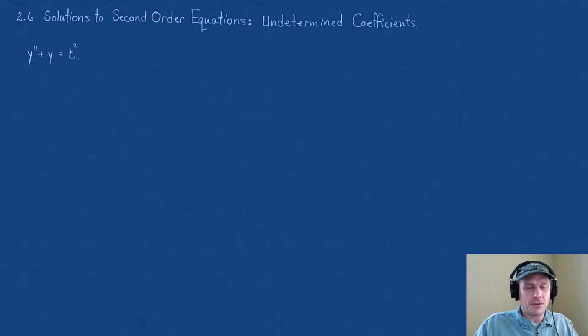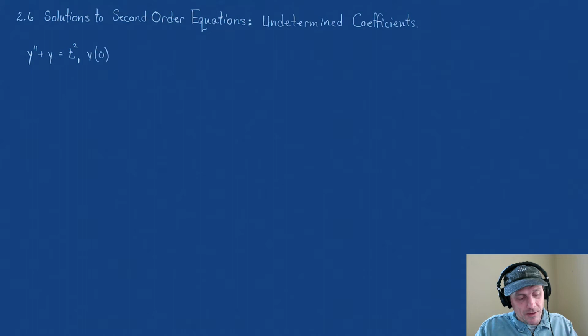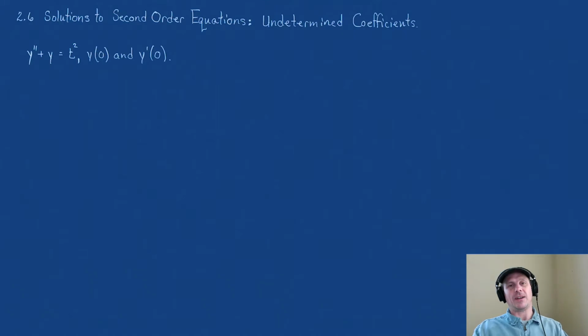This is titled Solutions to Second Order Equations, and we're going to begin with undetermined coefficients. And I have this example here for you. The problem is we're going to solve y double prime plus y equals t squared, and let's give it some initial conditions, maybe y of 0 and some initial velocity y prime of 0. To find any, we're going to write our complete solution.